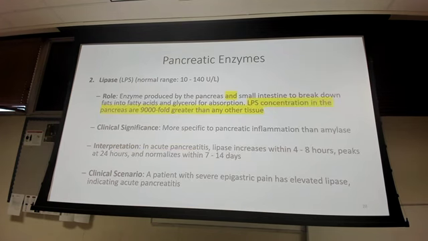You have lipase, also produced by the pancreas in the small intestine. The lipase concentration in the pancreas is 9,000-fold greater than any other tissue. And that is very important, okay? So make sure you highlight that, right? And it's more specific to pancreatic inflammation than amylase.